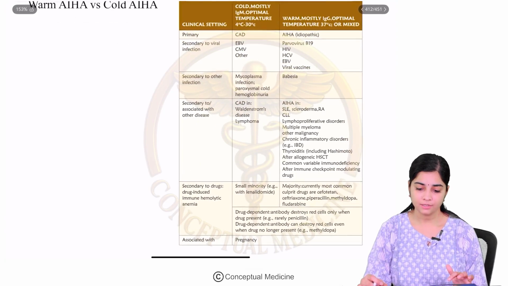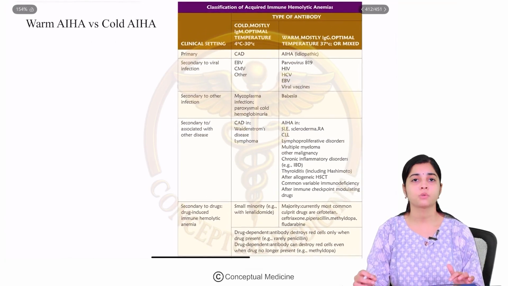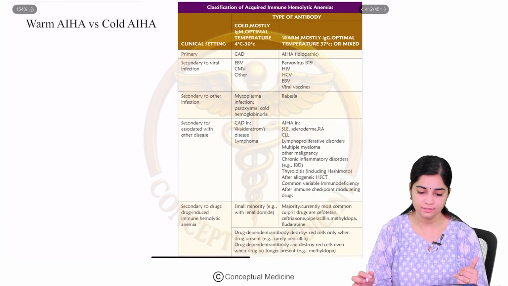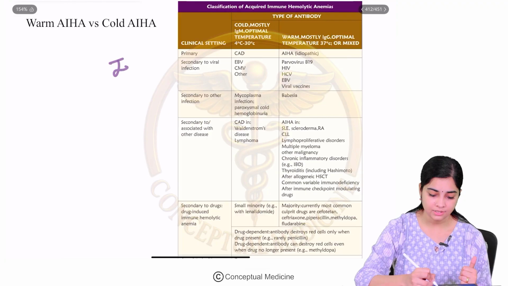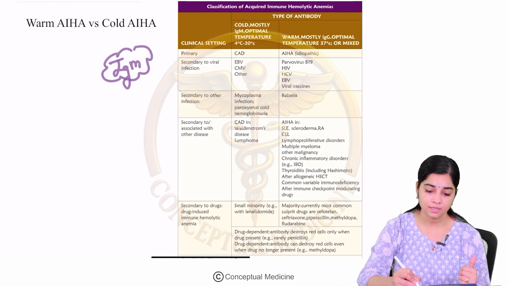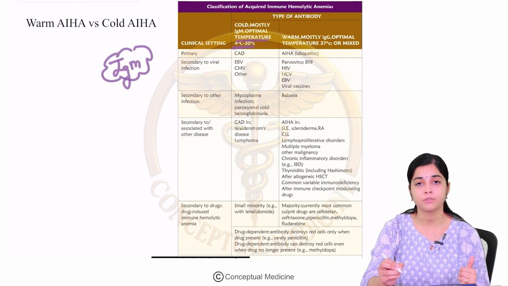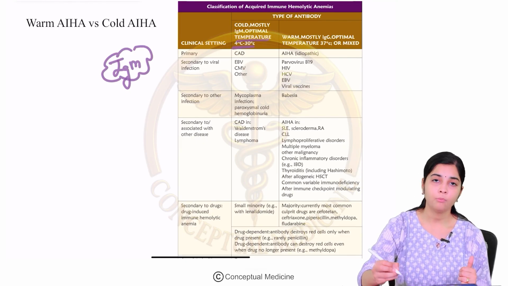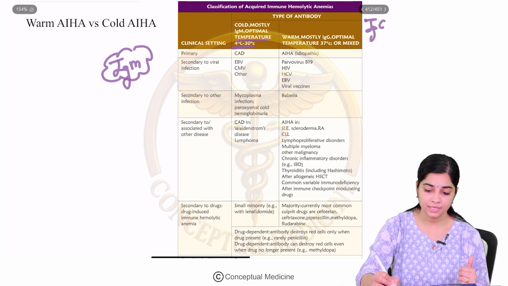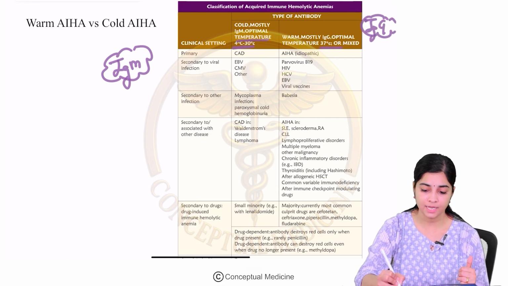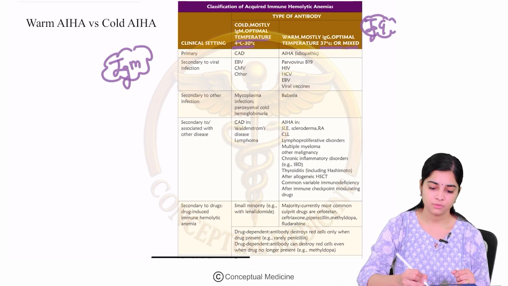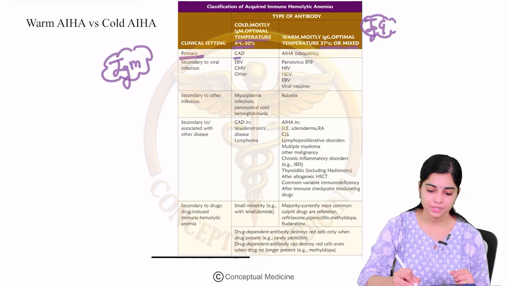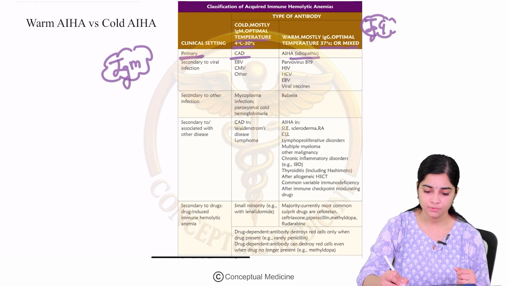Now let us look at warm AIHA versus cold AIHA. What are the classical differences? Cold AIHA is basically an IgM mediated AIHA, and these antibodies usually react at a temperature of around 4 to 30 degrees Celsius. Warm AIHA is predominantly IgG mediated, and hemolysis happens at a temperature of 37 degrees Celsius. The primary cause for a cold AIHA is cold agglutinin disease, and most of the time in warm it is idiopathic.